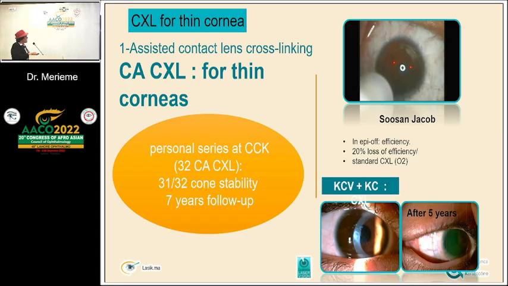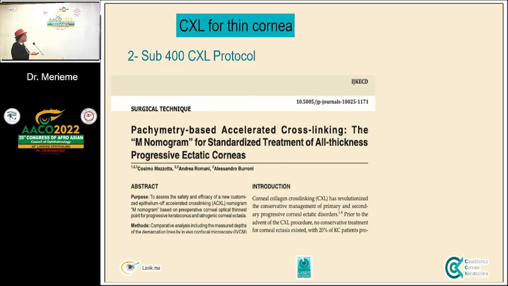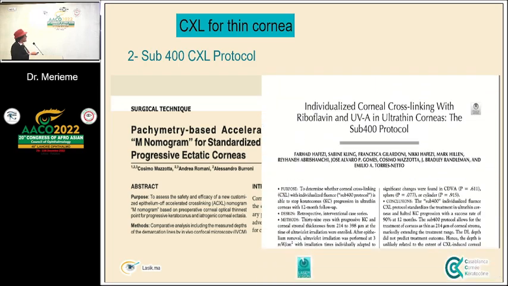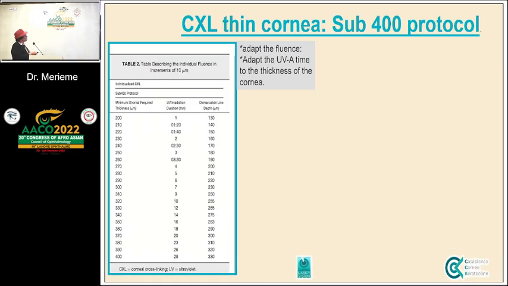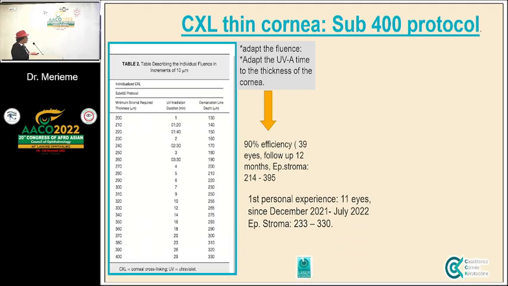After, now we are doing the new protocol. It's the Symp 400 cross-linking protocol developed by Hafizi. So we adapt the fluence and we adapt the UV time to the thickness of the cornea, and we have this table where we measure the thickness of the stroma, and we have the time for irradiation by the UV. The results are very interesting, and now we do that from 21.